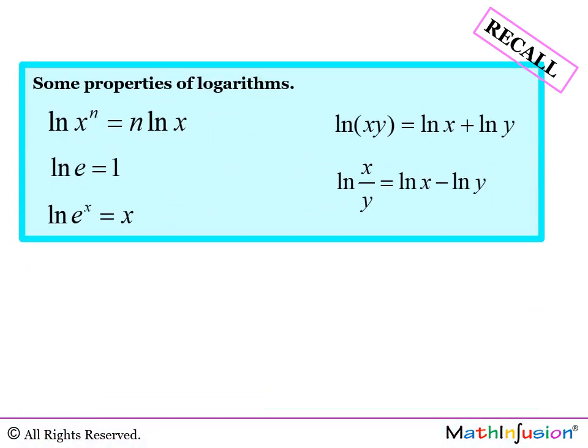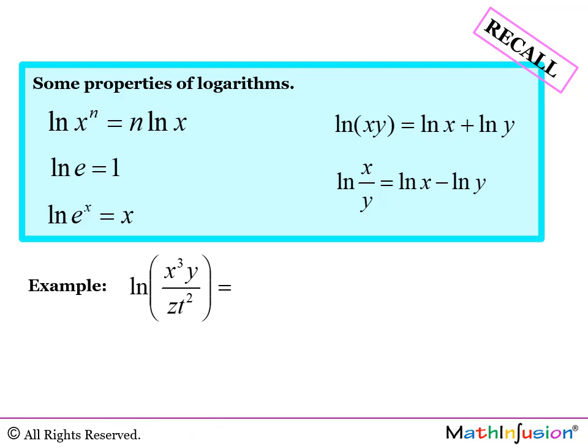We also need to know some properties of logarithm, so I would like to recall: ln of x to the n is n times ln of x. ln of e is 1, and ln of e to the x is x. ln of the product xy is ln of x plus ln of y. ln of x over y is ln of x minus ln of y.